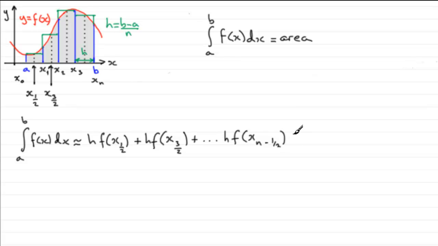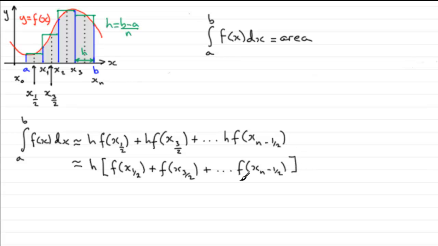Now if we were to factorize this and pull out h, we've got h times the sum of all the heights of the middle ordinates. And so really we get the name the mid-ordinate rule. So this then is our basic formula. Now I'm going to do a few examples using this. So what we'll do is we'll just put that formula back at the top here.